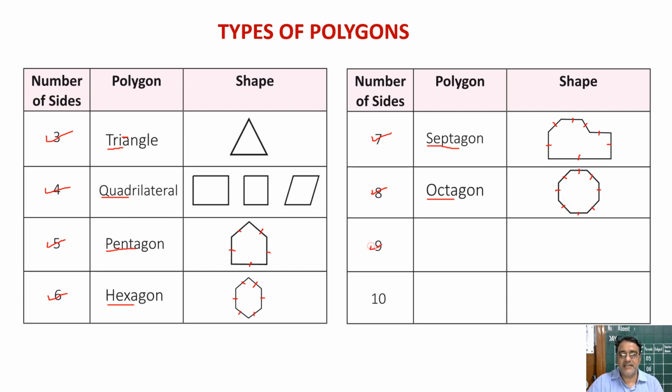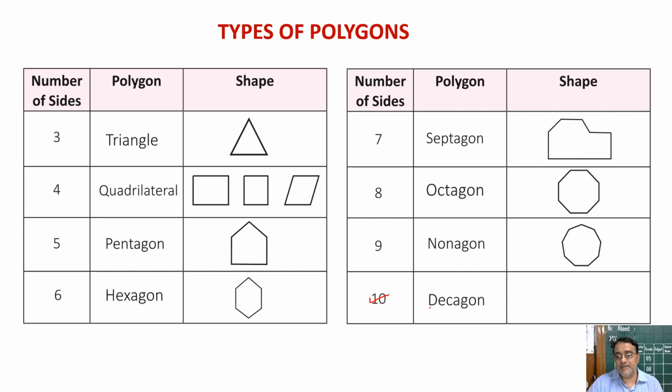Now if the number of sides is 9, the name of the polygon is nonagon. Nona means 9. So this is the rough figure. 1, 2, 3, 4, 5, 6, 7, 8, 9. Total number of sides is 9. So it is nonagon. And the last one is if the number of sides is 10, decagon. Deca means 10. Okay. So this is the figure. 1 to 10. So total number of sides is 10. So this is decagon. So these are the types of polygons.